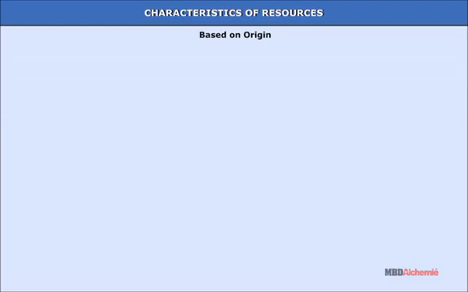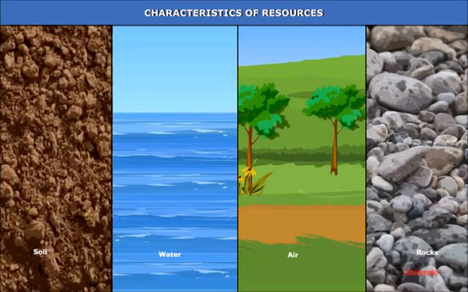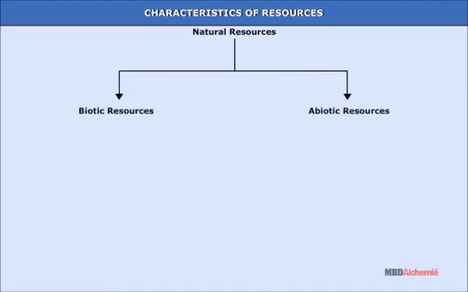Characteristics of resources. Based on origin. Based on origin, the resources can be classified into natural and human resources. Natural resources. These are the gifts of nature which are found useful for making the life of human beings comfortable and worth living. Natural resources include natural vegetation, soil, water, air, minerals, and even rocks. These can be of two main types: biotic and abiotic.